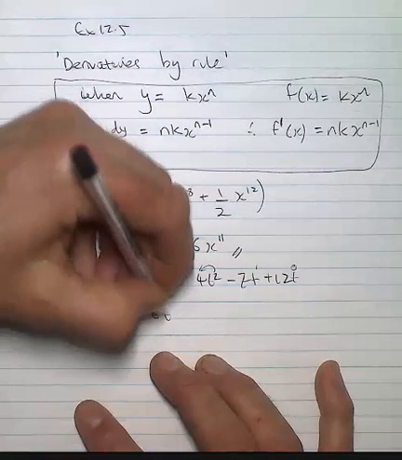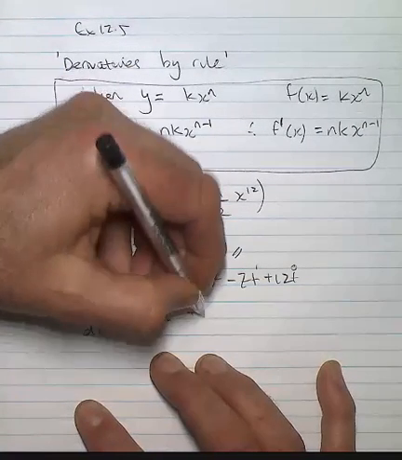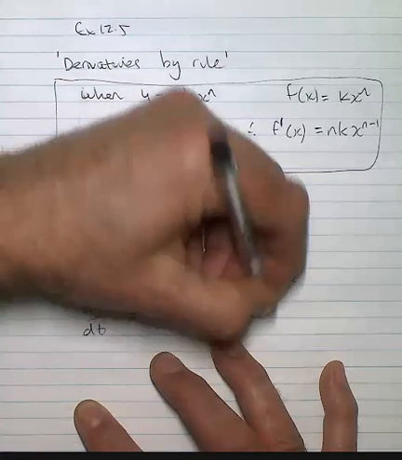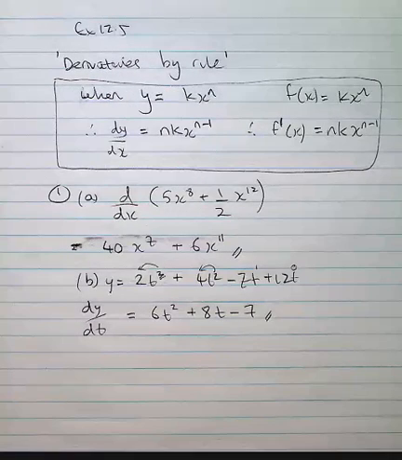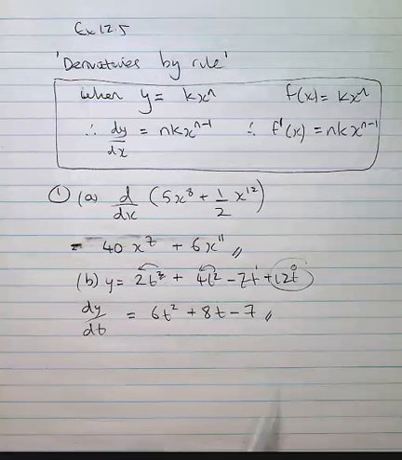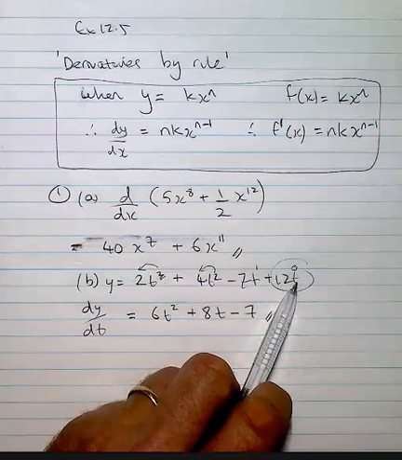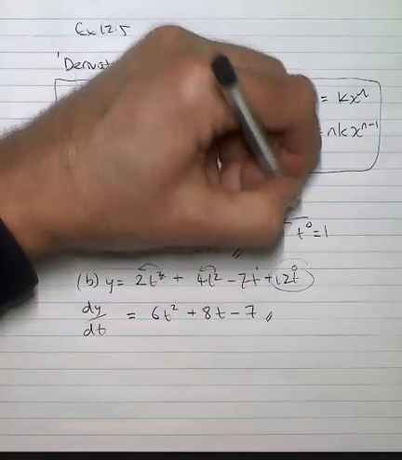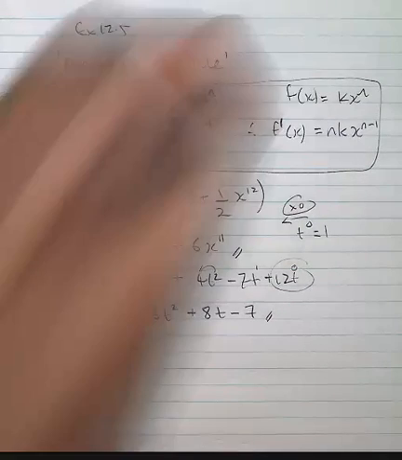So that's 6t squared. 2 times 4, 8. The power reduces by 1. Minus 7. Answer. Power reduces by 1. If there's a number by itself, it becomes 0 because t to the power of 0 is 1. You're multiplying through by 0 in that instance.